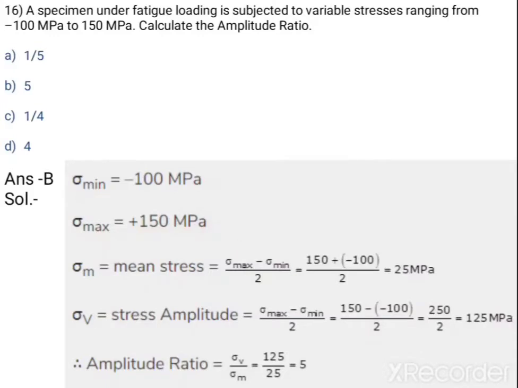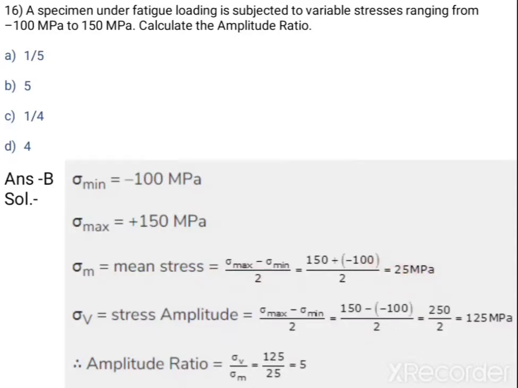So mean stress, that is nothing but sigma m, is sigma max plus sigma min divided by 2. Here there is a mistake in the slide, it shows sigma max minus sigma min, so correct that: sigma max plus sigma min divided by 2. So you will get 150 minus 100 by 2, that is 25 megapascal.